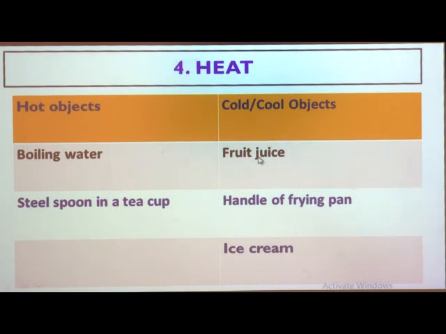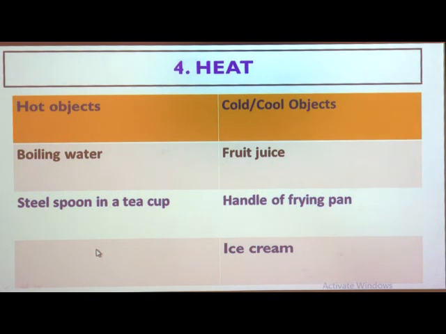Then here some cool objects are given. Which one? Fruit juice, it is a cool or cold object. The handle of a frying pan: though the frying pan on the gas is hot, the handle of the frying pan, we can say, remains cool. Why it remains cool, we are going to discuss in our next point.